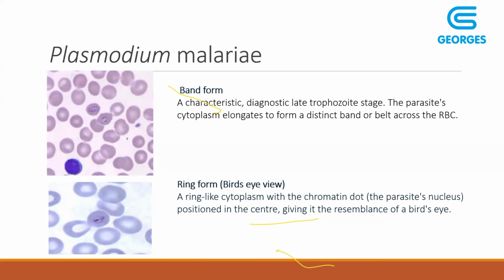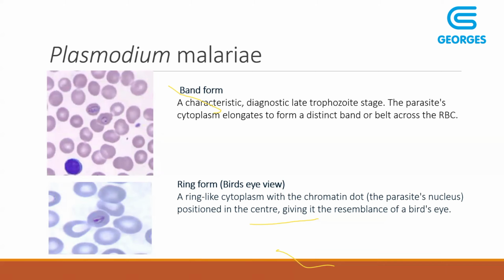And then the bottom image also shows a P. malariae, but in a bird's eye view. It is a ring-like cytoplasm with a chromatin dot, that is the parasite's nucleus position at the center, giving the resemblance of a bird's eye. So when you look at the bottom image, you might think this is a bird's eye. If you compare it to a bird's eye, it looks almost similar.